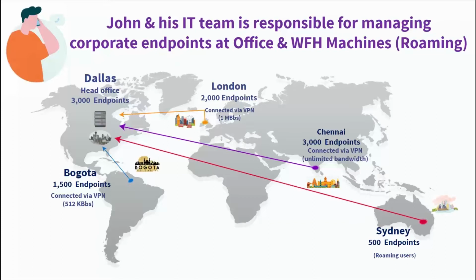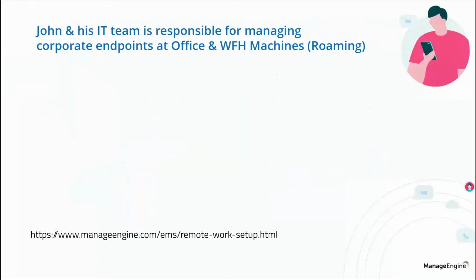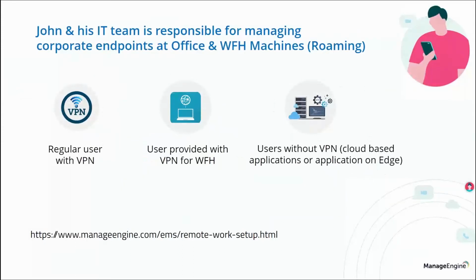So now, in this situation, most of the users, around 80 to 90% of the users, are working from home. They are forced to work from home because of the situation. So you'll be having 3 types of users in those work from home scenarios. Here, they are regular VPN users, the first type.